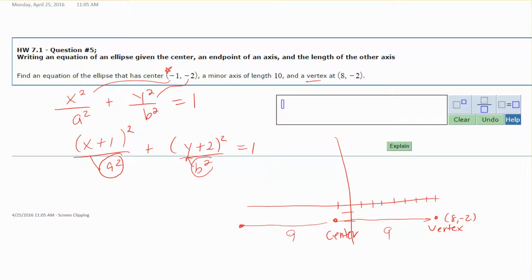And this lets me know then that my major axis is x because it is going horizontally, and your vertices are always on the major axis. So now I can figure out my denominator for x. It's going 9 each way, so my a value is 9, so a squared would be 81, and that is my denominator under x.